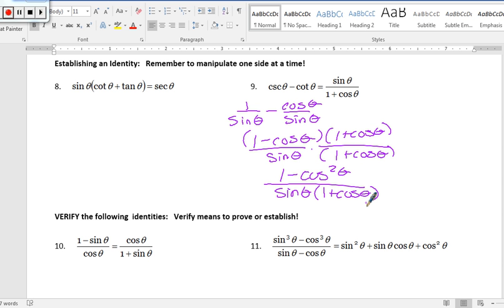This is the basic Pythagorean identity with the cosine subtracted over to the other side. So this is going to be the same as sine squared theta over sine theta times 1 plus cosine theta. One of the sines will cancel, and eventually we will get to where we need to be, which is sine theta over 1 plus cosine theta. So again, all steps must be written out. You're going to be rewriting things a few times, but that is okay.